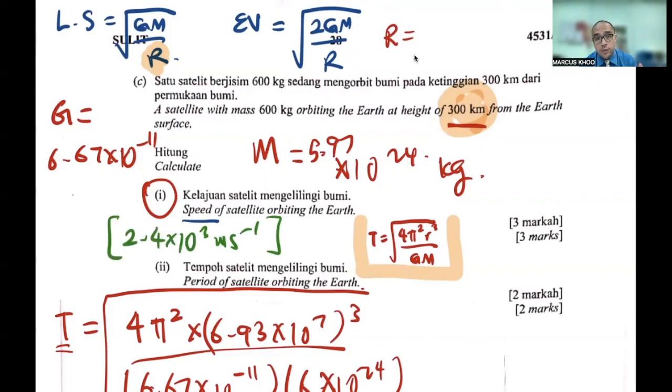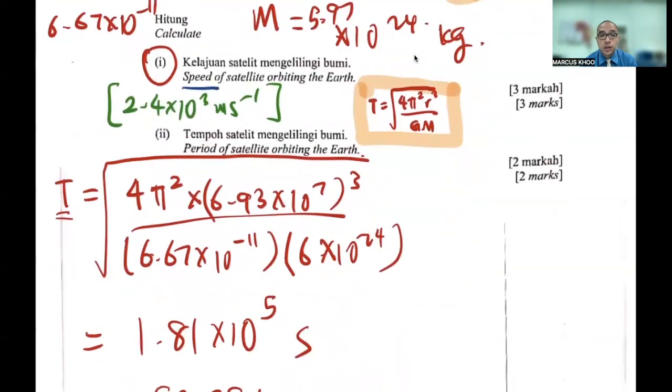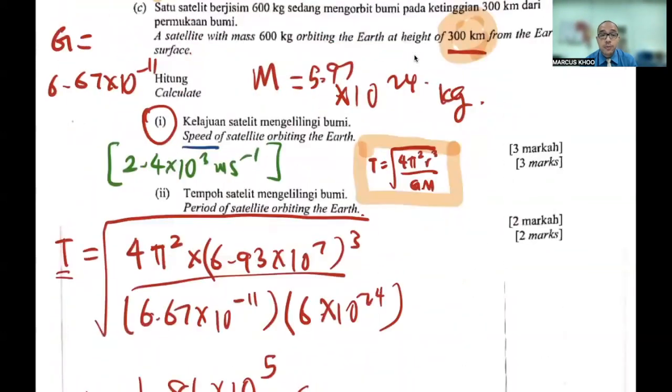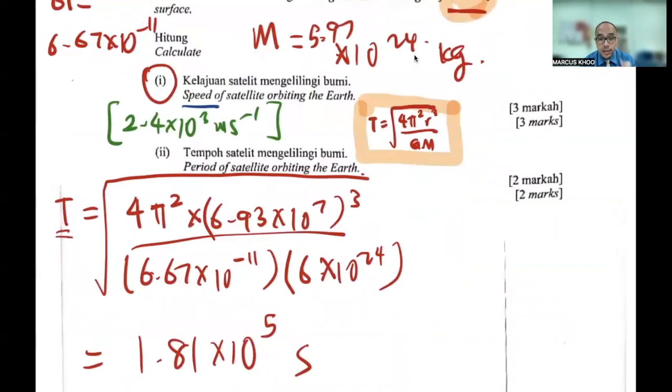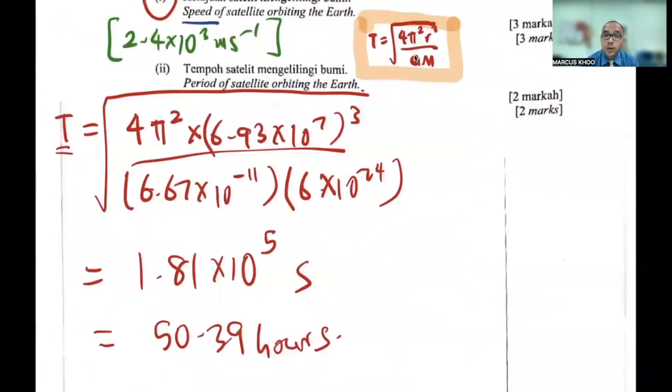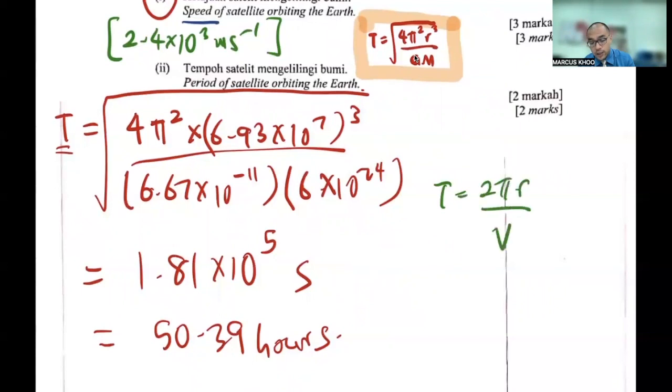Now, the period of a satellite orbiting the Earth is given by this formula, which is T equals to the square root of 4 pi squared r cubed over GM. Again, the r is an issue. But if you get this correctly, you should get about 6.93 times 10 to the power 7. Substitute everything, you should be able to get 1.81 times 10 to the power 5 seconds, or you convert it into hours, you get 50.39 hours. Now, another way to do this is to use the formula T equals to 2 pi r over v. Since you've already counted the v, you can use this as well. The r is still the same.